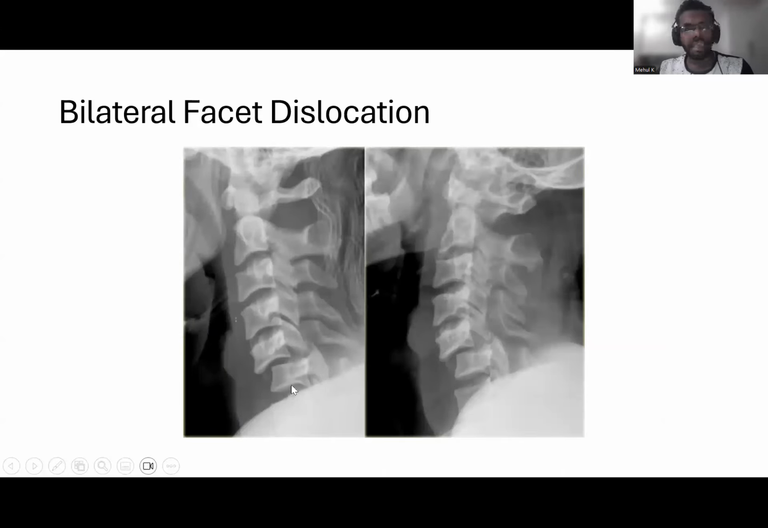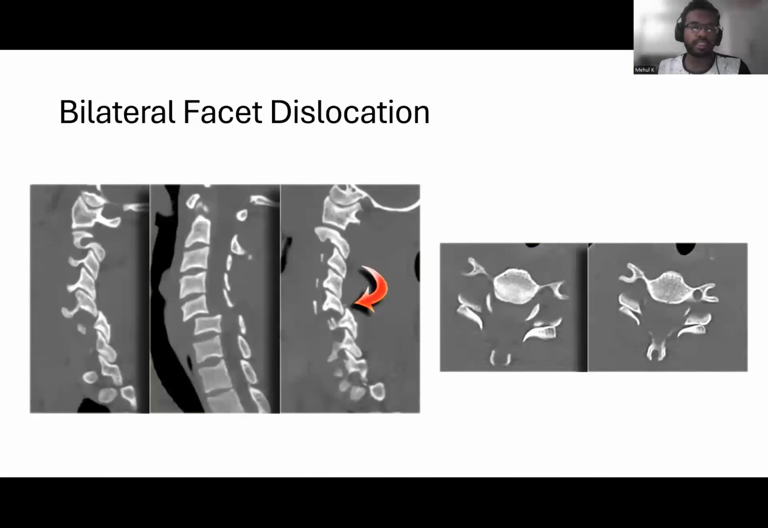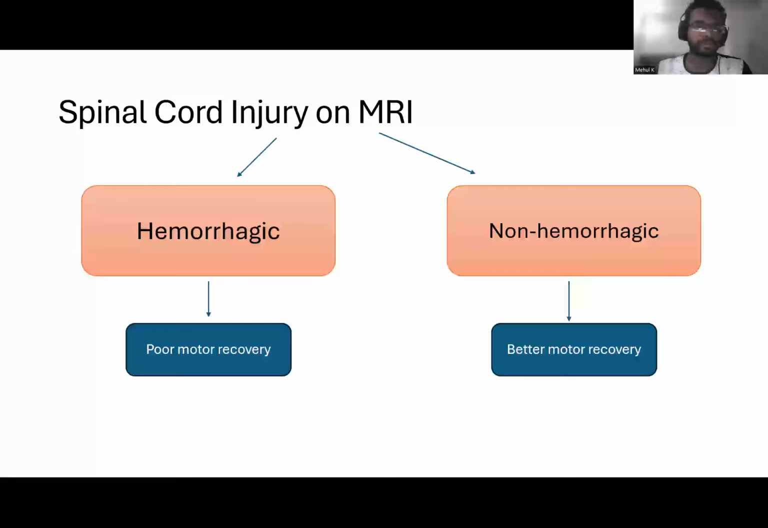This is bilateral. Again, you can see that compared to the unilateral that we saw, there is more degree of translation here compared to the previous one. Again, you can see widening of the spinous processes, suggestive of ligamentous injury posteriorly. In the red area, you can clearly see that the facet is dislocated, and in axial, you can see the bilateral inverted hamburger sign. So this is bilateral facet dislocation, and this is an unstable injury.